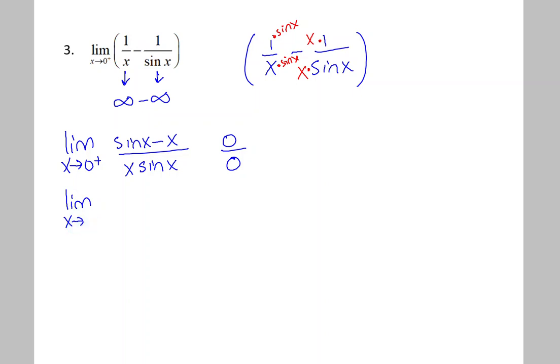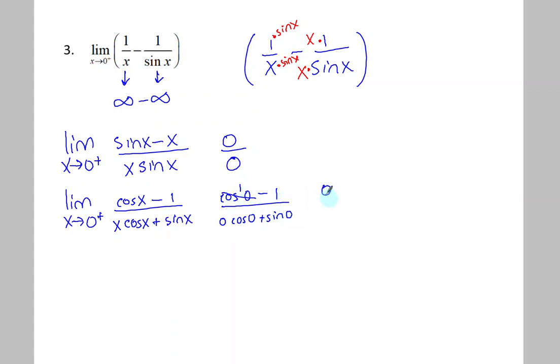So let's begin taking our derivatives of each side of the fraction. The derivative of sine x is cosine x, the derivative of x is 1, and for the denominator I need the product rule. So I have x times the derivative of sine x, which is cosine x, plus sine x times the derivative of x, which is 1. Direct substitution into the numerator, cosine of 0 minus 1 over 0 times cosine 0 plus sine 0.